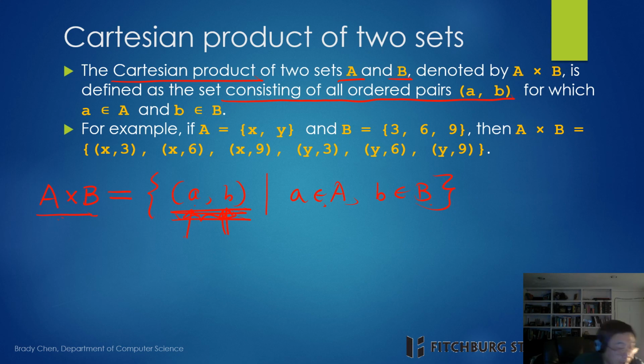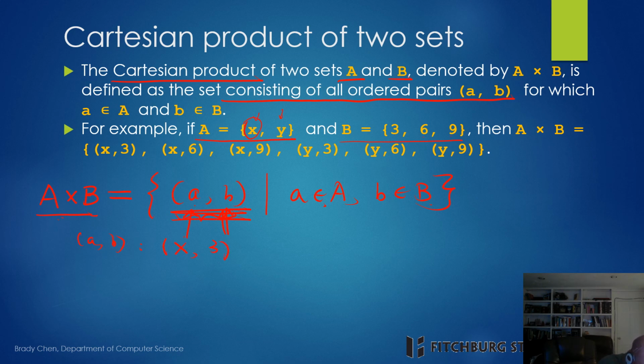So here is an example. Let's say A is a finite set. A equals {x, y}. So A contains two elements. And B is also a finite set. B contains three elements. Now what is A times B? A times B should include all the ordered pairs (a, b). So that means that should include, let's take a look at the first element in A. So that should be x3.